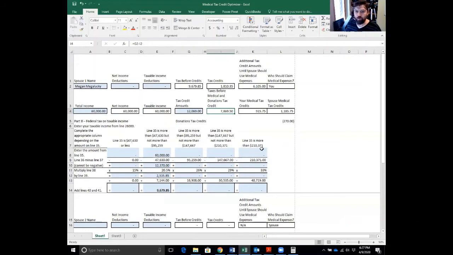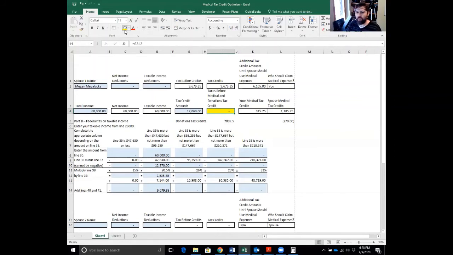Okay, so I only need to claim 7,869, and now my taxes are 0. Oh, I'm gonna light this up because that's important. So I do not need to claim all of those, all of my donations. I can carry them forward.